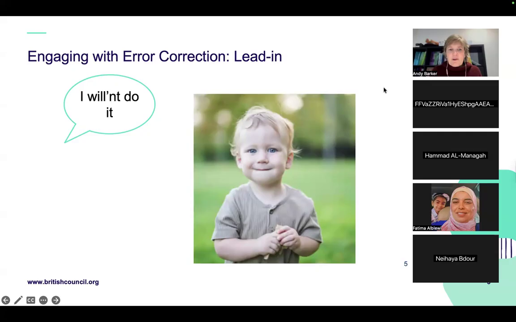So here we have a little boy, and he's speaking in his own language. His first language is English, and he says, "I willn't do it." So, do you think that his family treat him like you would treat your students learning English? What do you think his family do? How do we learn English? How do we learn Arabic? How do we learn our first language? What happens?